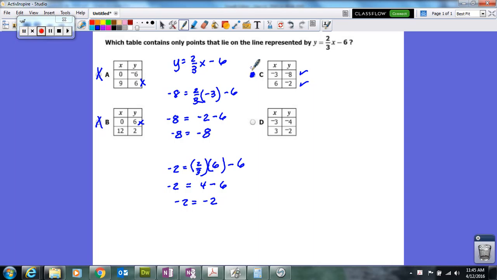All right, I hope this helped you determine how to find which set of ordered pairs satisfies or lies on a given linear equation. Have a great day, and thanks for watching.